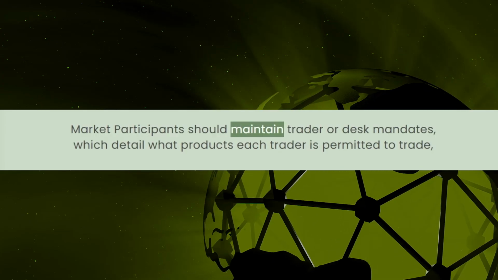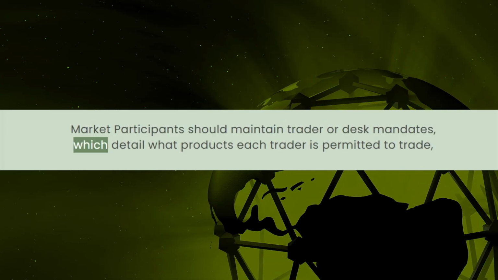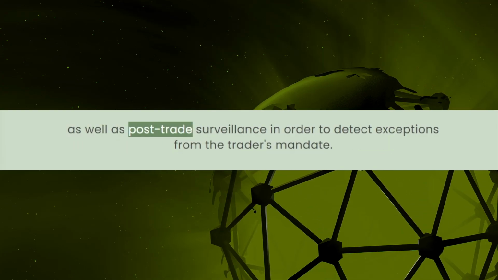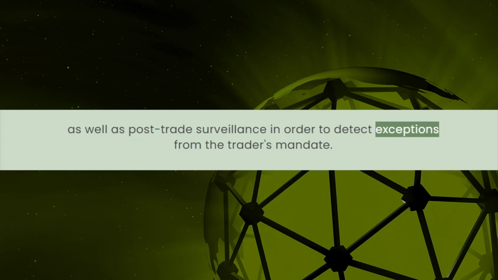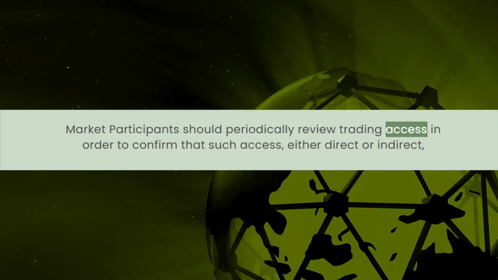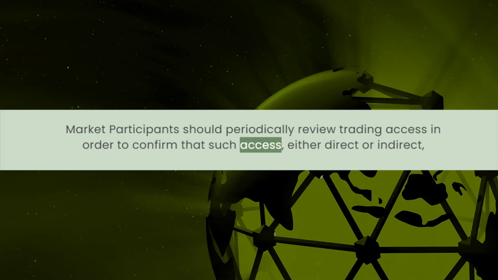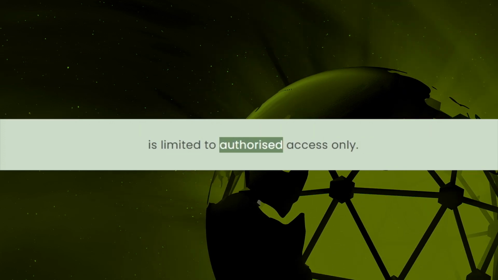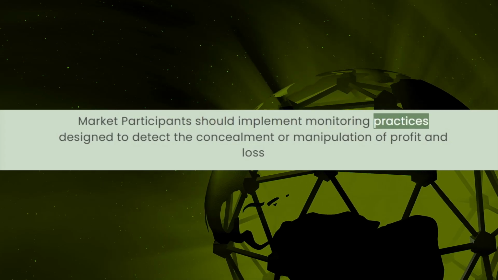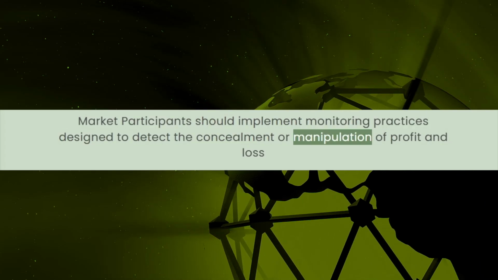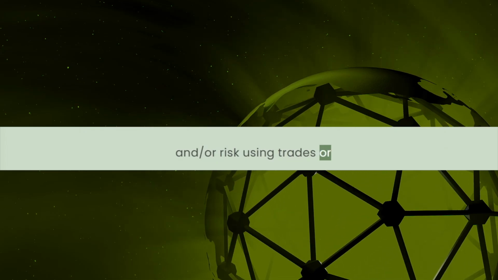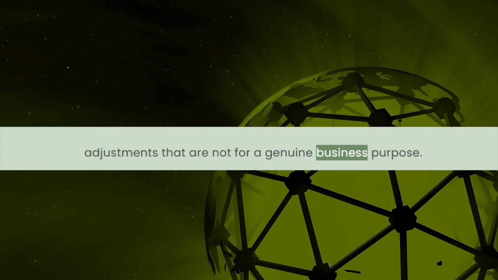Market participants should maintain trader or desk mandates, which detail what products each trader is permitted to trade, as well as post-trade surveillance in order to detect exceptions from the trader's mandate. Market participants should periodically review trading access in order to confirm that such access, either direct or indirect, is limited to authorized access only. Market participants should implement monitoring practices designed to detect the concealment or manipulation of profit and loss and/or risk using trades or adjustments that are not for a genuine business purpose.